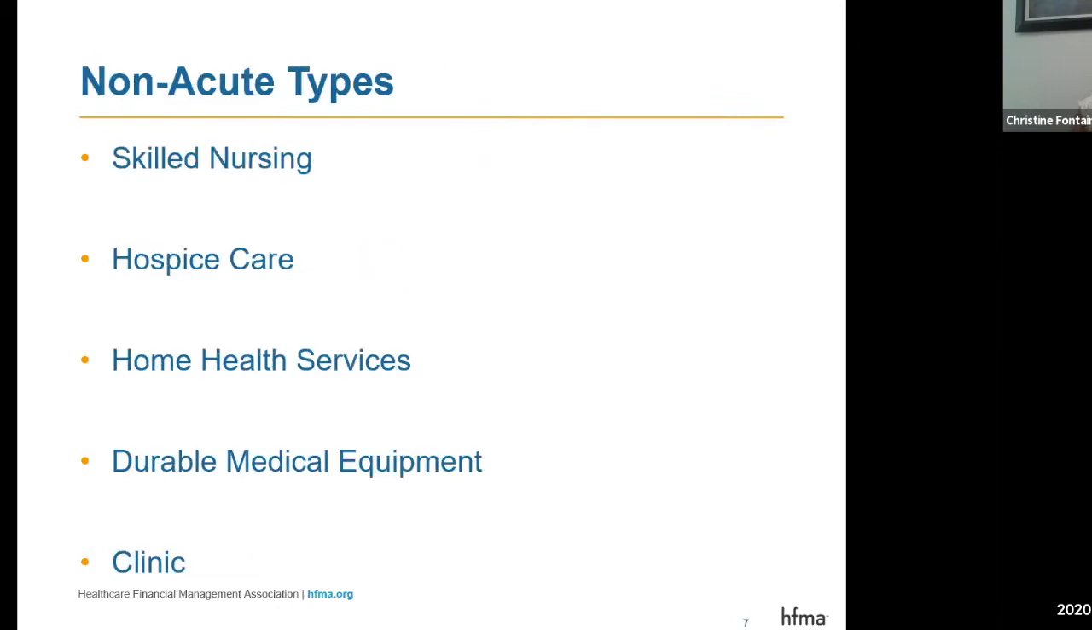So non-acute types. Patients are admitted into skilled nursing facilities, or SNFs, when they no longer meet the criteria for acute care, but still need an inpatient level of skilled nursing or rehab services. These usually include orthopedic surgical patients who require intense physical therapy and stroke patients who require comprehensive rehabilitation services. Medicare will only cover services in a skilled nursing facility if the patient was transferred after at least a 3-day inpatient stay for a related illness or injury.